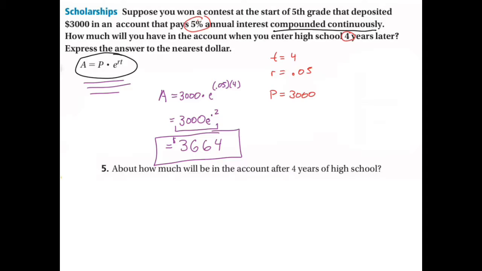Then it asks how much will be in the account after 4 years of high school. So we're looking at adding an additional 4 years. We've got the exact same equation, except this time we keep the same rate, 0.05, but our time changes to 8. So we can simplify this down to 3,000 e to the 0.4 power. And when all is said and done, after your 4 years of high school, so essentially 8 years later, you should have right around $4,475 in the account.